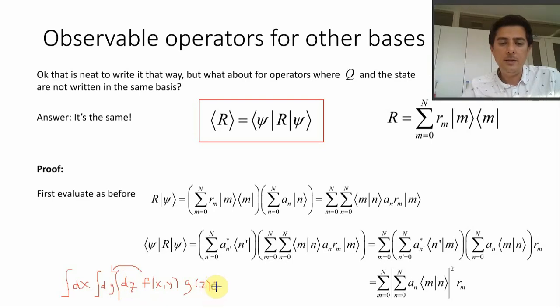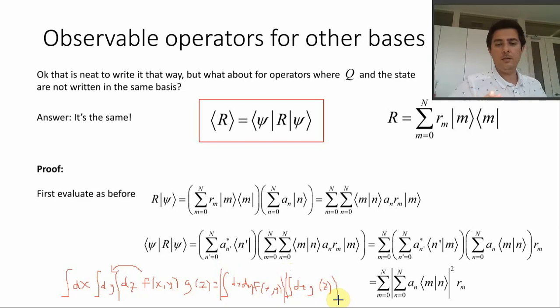So you could write this, for example, as something like dx dy, and then f of xy multiplied by the integral of z, and this is g of z. Even though this has 3 integrals, you can just multiply the result of this integral with the result of that integral, and basically you can just do those separately and multiply the results later.